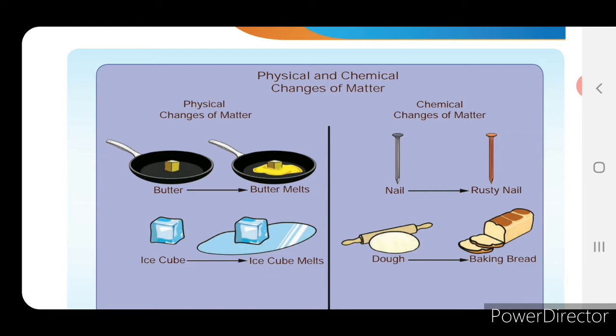So what are the three states of matter? Solid, liquid and gas. Yes, these are the three states of matter. The only substance which exists in all three states of matter is water. Here the ice cube in solid state is converted into liquid state as water. This type of change we call a physical change.